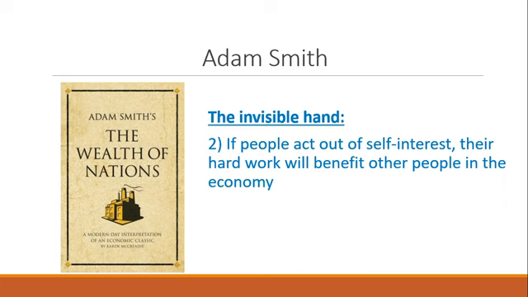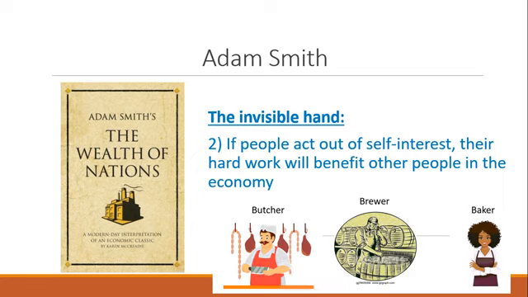Number two, if people act out of self-interest, their hard work will benefit other people in the economy. Okay, so think back to the butcher, the brewer, and the baker. They're going to work hard to try to create the best possible products for people in society. And if people don't like their products, well, then they're just going to go out of business and they're going to have to go and get work somewhere else, right? So the invisible hand will always make sure that the right products are being created for the right people, and the economy will always function very well.